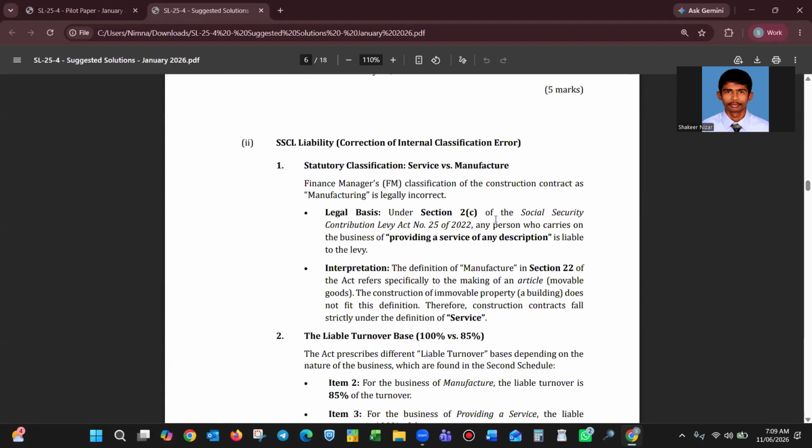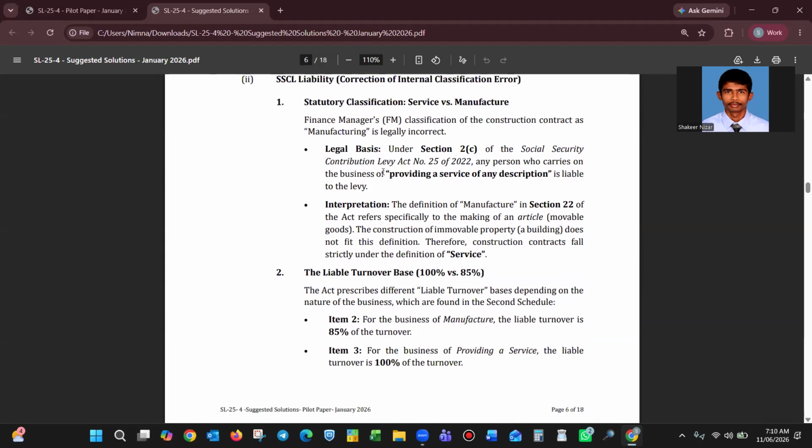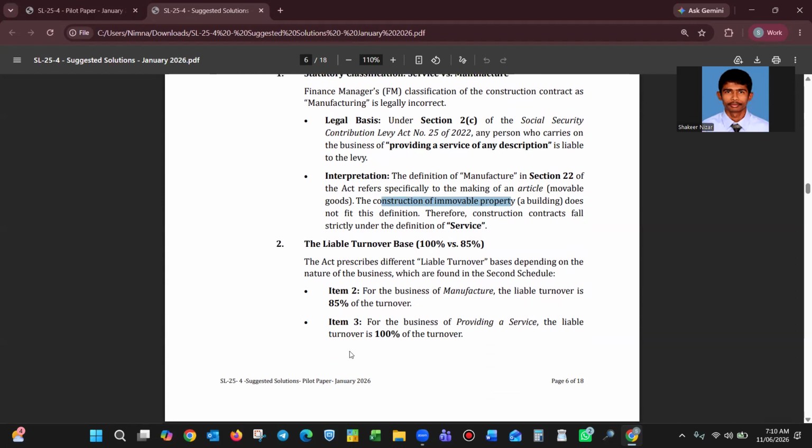So under SSCL Act number 25 of 2022, any person who carries on business providing service of any description is liable for the levy. The definition of manufacture is specifically making an article movable. Construction is immovable because the building can't move, right? So it does not fit. Therefore, it is categorized under service. If it is a service, 100% of the turnover is liable.